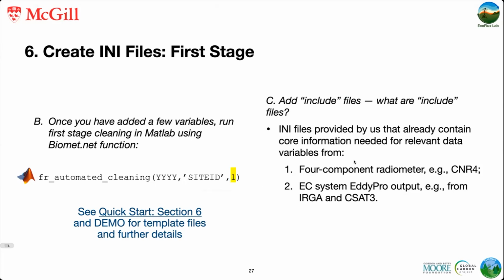So for the next step, you're going to add what are called include files to your site-specific ini file. The include files that we provide already contain the core information for relevant data variables from a 4-component radiometer, such as a CNR4, and also from an EC system with EdiPro output. So the idea is that this saves users time writing and repeating lines of code for every single trace, where typos and errors can get propagated.